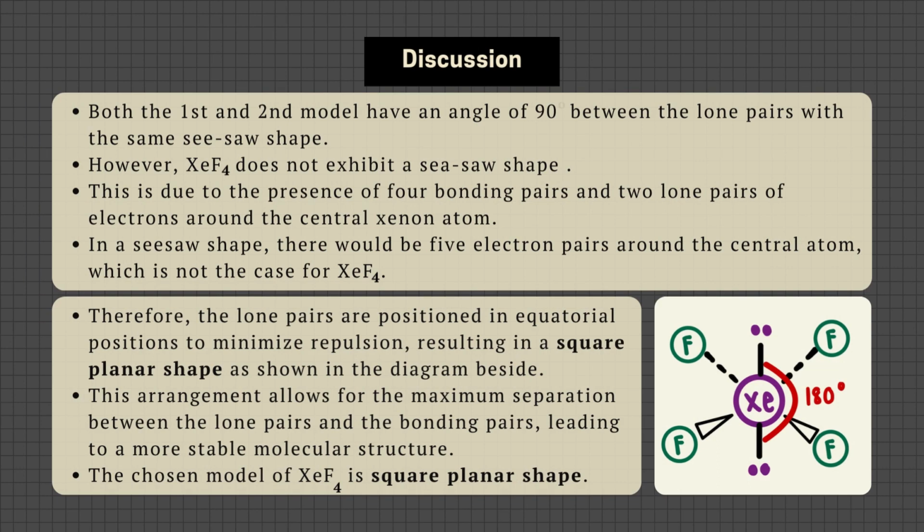As per discussion, both the first and second models have an angle of 90 degrees between the lone pairs, with the same seesaw shape. However, xenon tetrafluoride does not exhibit a seesaw shape. This is due to the presence of 4 bonding pairs and 2 lone pairs of electrons around the central xenon atom. In a seesaw shape, there would be 5 electron pairs around the central atom, which is not the case for xenon tetrafluoride. Therefore, the lone pairs are positioned in equatorial positions to minimize repulsion, resulting in a square planar shape as shown in the diagram beside. This arrangement allows for the maximum separation between the lone pairs and the bonding pairs, leading to a stable structure. Each model of xenon tetrafluoride is a square planar shape.